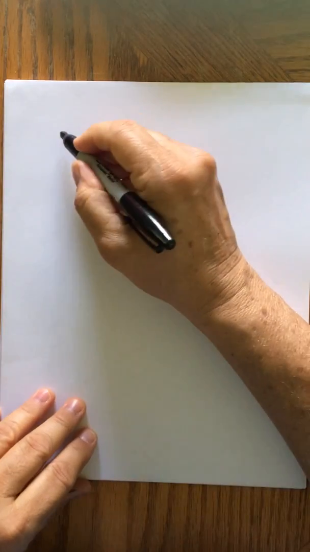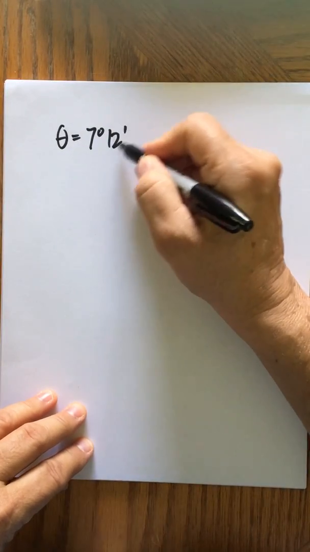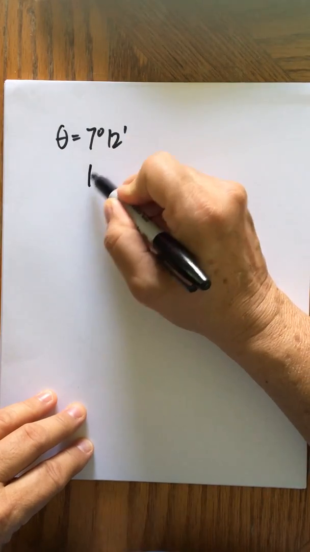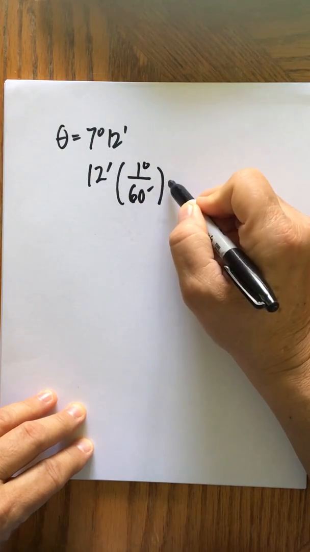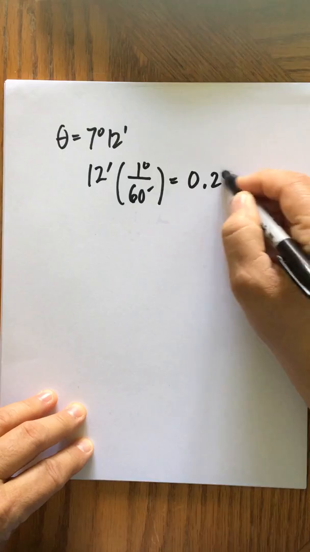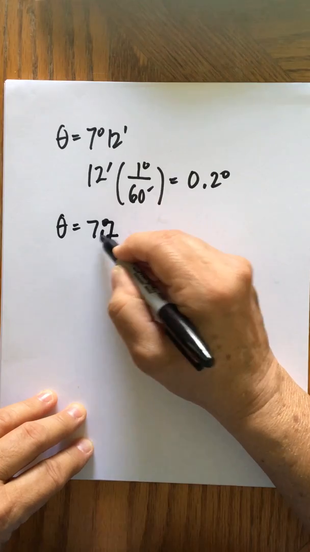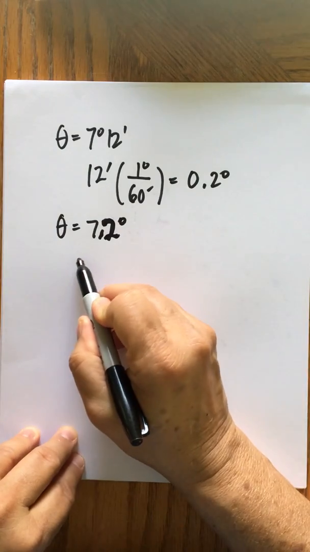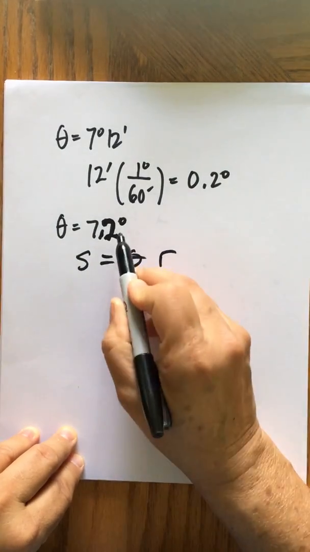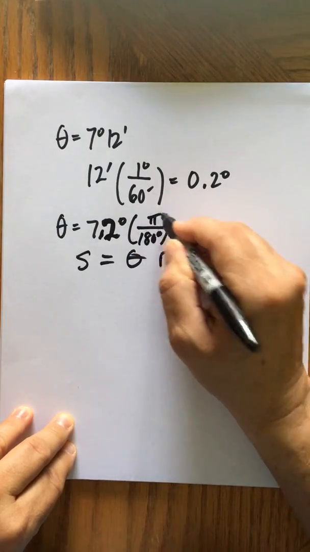So first, I have to get my angle theta, which is 7 degrees and 12 minutes. I want it in radians. So first I'm going to convert the 12 minutes into degrees because I'm familiar with those kinds of conversions. So really there's 60 minutes in 1 degree, so you're going to get 0.2 degrees. So basically theta right now is 7.2 degrees. Now, I want to use the formula S equals theta R. I still am going to have to change that into radians, so I'm going to just multiply by pi over 180 to convert that to radians.